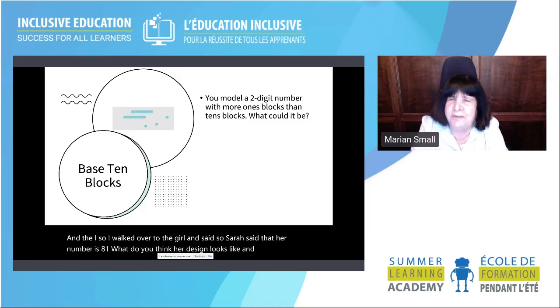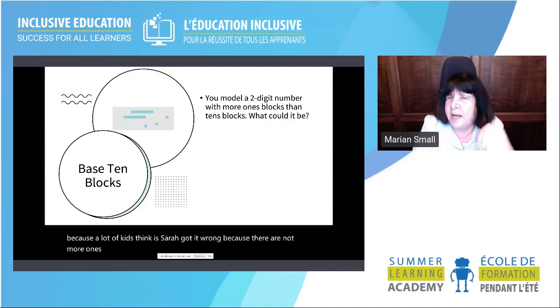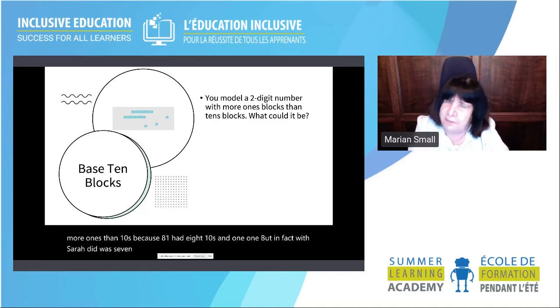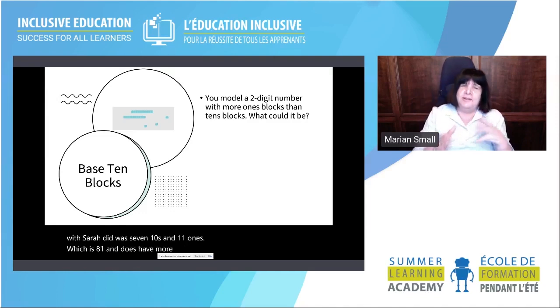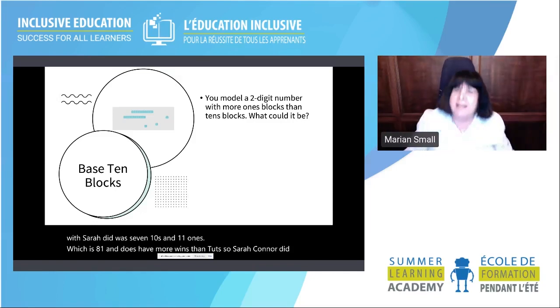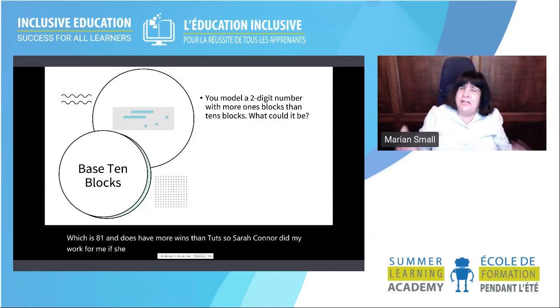And it's interesting because a lot of kids think Sarah got it wrong because there are not more ones than tens, because 81 has 8 tens and 1 one. But in fact, what Sarah did was 7 tens and 11 ones, which is 81 and does have more ones than tens. So Sarah kind of did my work for me. If she hadn't, I would have had to have done something.